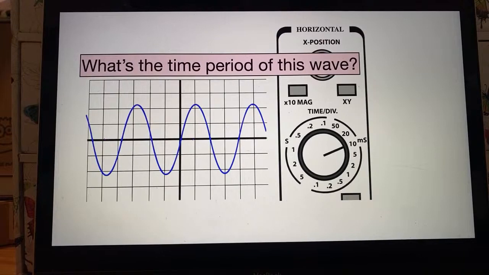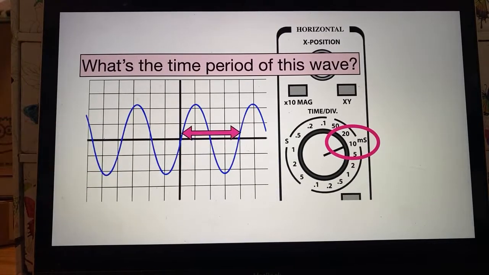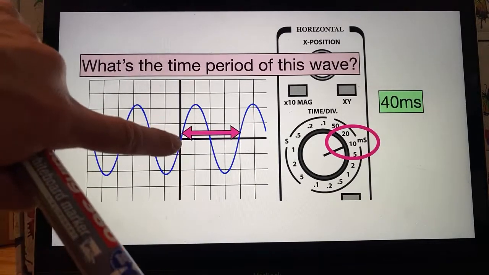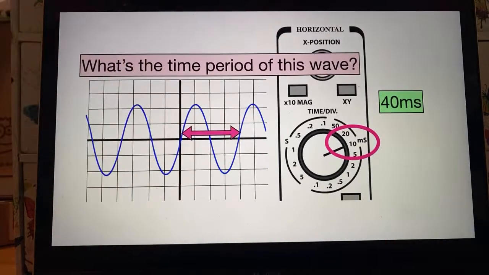Have you done that one? Should we have a look? So it's on 10 milliseconds per division. So each one of those divisions is 10 milliseconds. So it's 1, 2, 3, 4, 40 milliseconds is that time period.